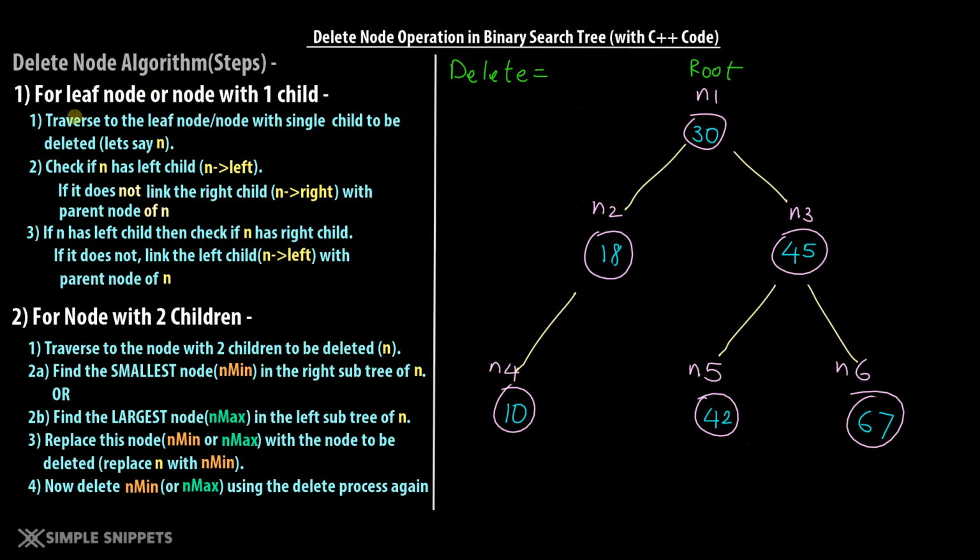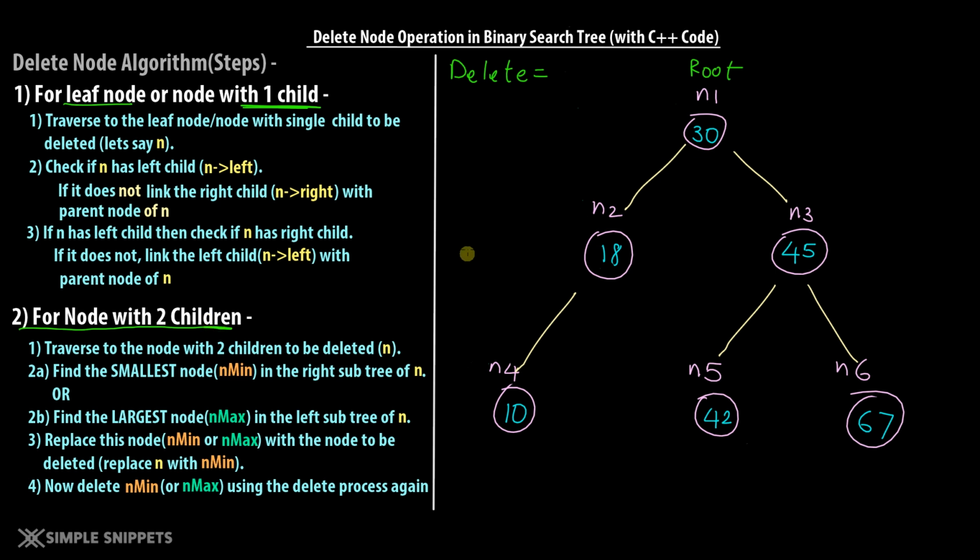So in this algorithm, we have two different scenarios. The first scenario is for a leaf node and a node with single child. So the algorithm that is necessary to delete a node, which is a leaf node or a node with a single child, is the same. So when you write a program, the code is going to be the same for deletion of a leaf node or a deletion of a node with single child. And the second scenario is when the node has two children.